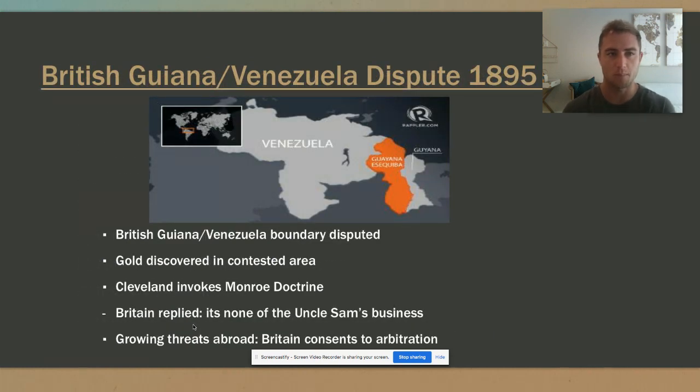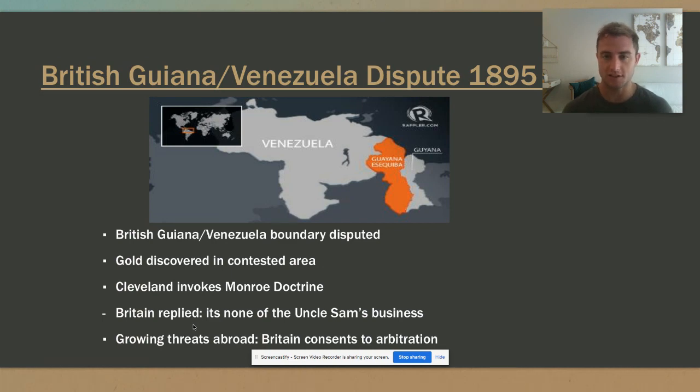Okay, so the British Guyana-Venezuela dispute was one of our early situations. This is actually under President Cleveland, and the reason why it becomes important in this area is because this is a situation going on in the Western Hemisphere. And the British have a colony here, which they've had for a long time, and it's on the border of Venezuela. And there is gold discovered in an area where it's not quite sure whose land it is. Is it Venezuela? Is it Guyana?